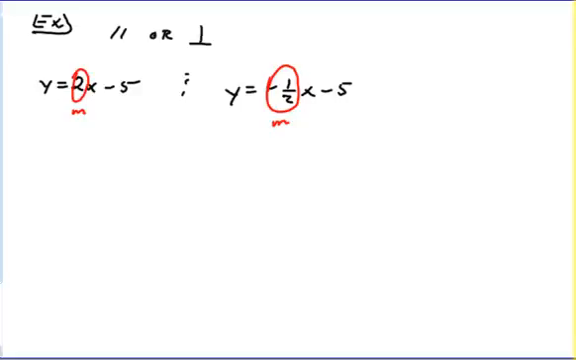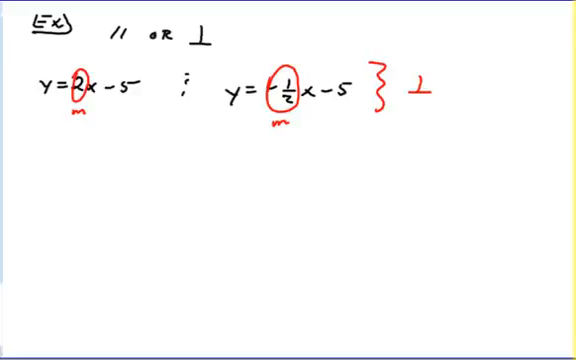Oh. One, they're opposite signs. One is negative, and the other is positive. And they're flips of each other, aren't they? If you took the 2 and put a 1 underneath it and flip it, you get a 1/2. A negative 1/2. So they're not parallel. What are they? Perpendicular. They're perpendicular.